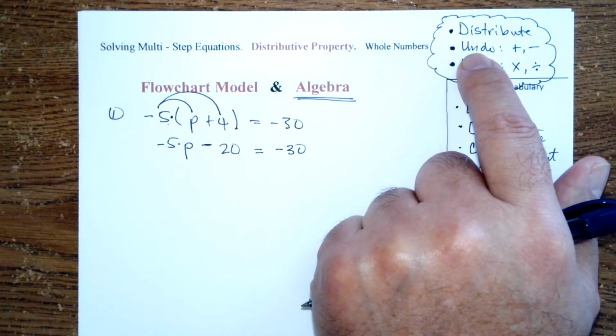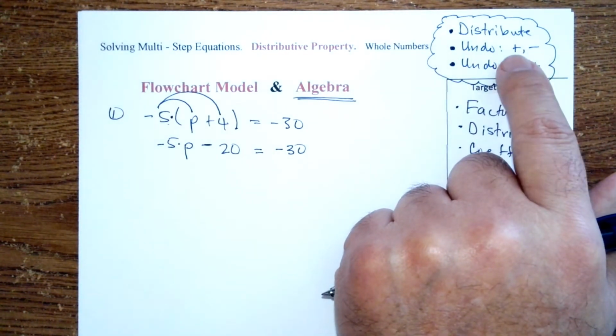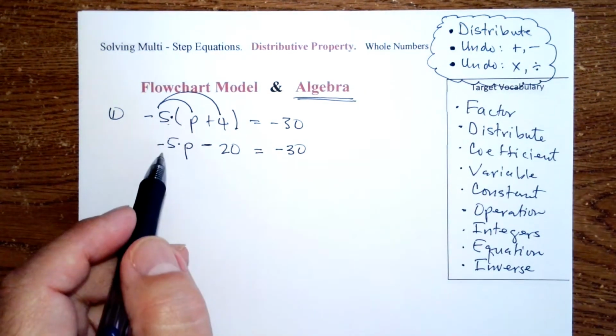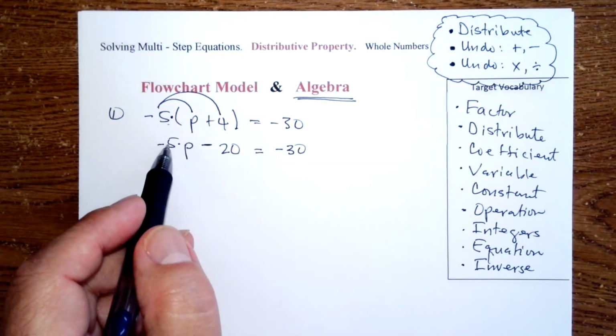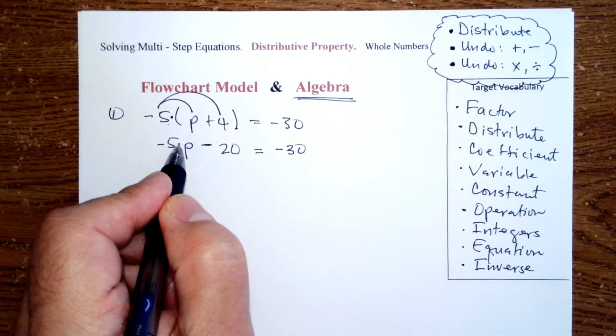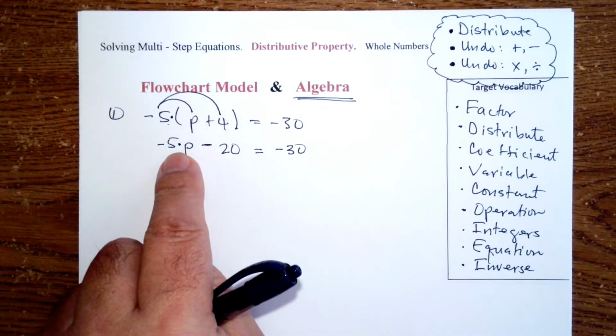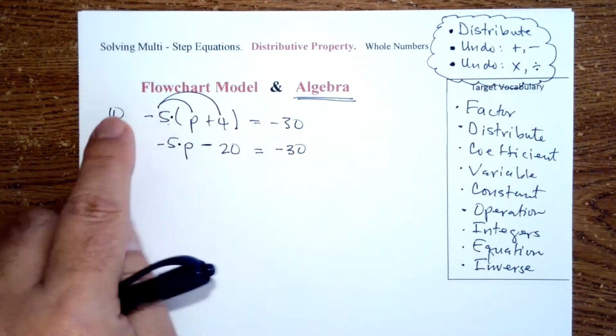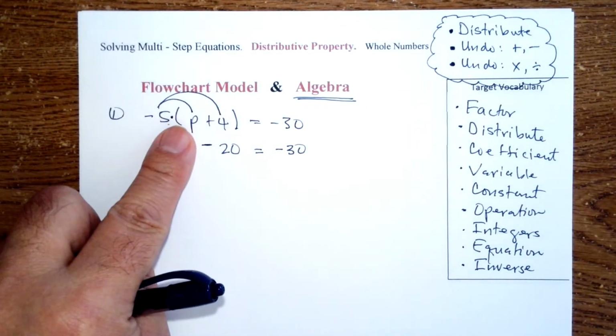I want to undo any addition or subtraction that I might have. Do I have addition and subtraction? Well, that negative sign is attached to that 5, but the operation between the 5 and the p is multiplication. So I'm not even going to tackle that yet. But what do you see right there? Minus 20. I need to get rid of that. I need to undo the subtraction.